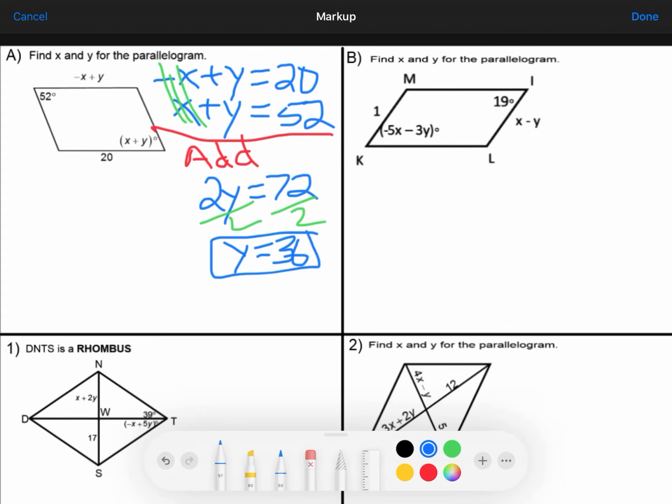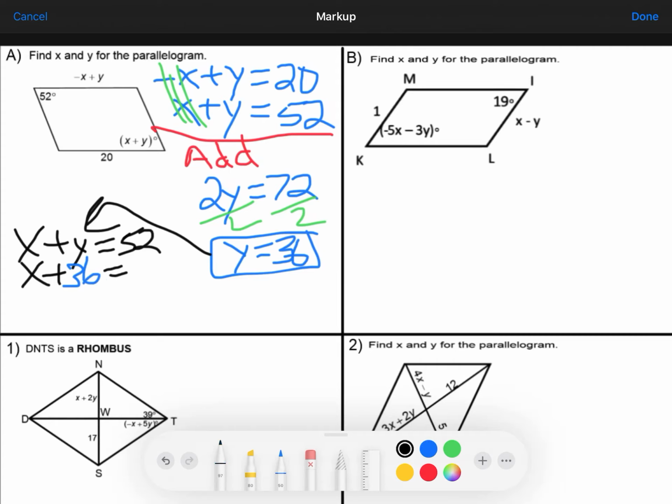And then we're going to plug it back in, and you can plug it back into any equation you want. I'm going to choose to plug it back into x plus y equals 52. No negative signs to stress me out. X plus, plug in the 36 in place of y, because it's y that I'd found. If I'd found x first, you plug in for x, equals 52, and then a subtraction step, and we're done. And we get x equals 16.